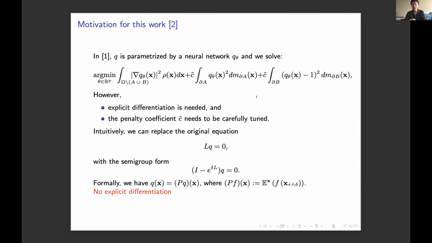Intuitively, we want to replace the original equation Lq equals 0 with the semigroup form (I minus e to the delta L) q equals 0 for some delta. We can rigorously show that the equation can lead to q(x) equals Pq(x), where P is defined in this way. It is a semigroup operator, and there's no explicit differentiation in it.